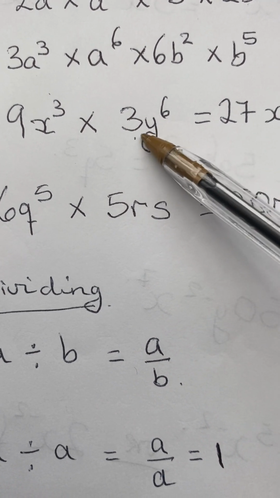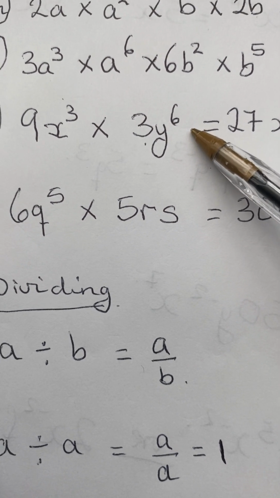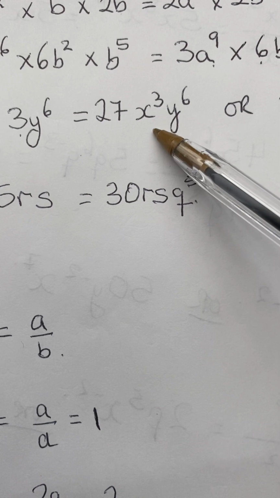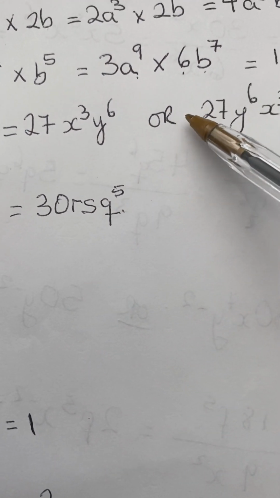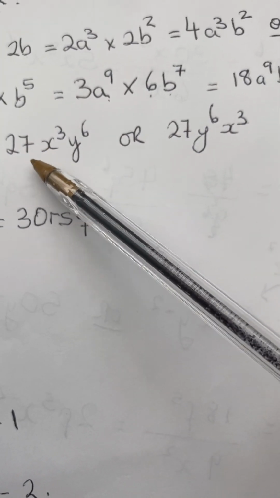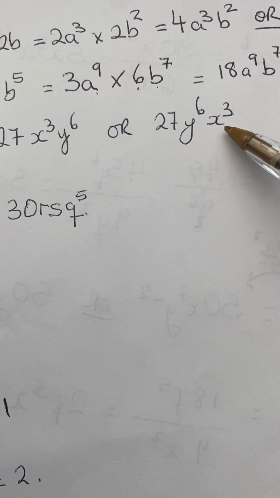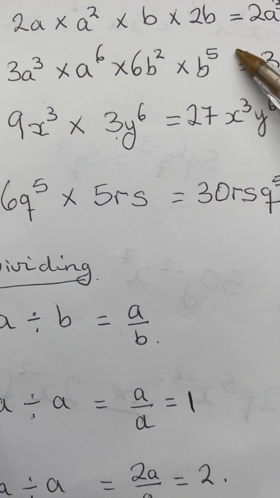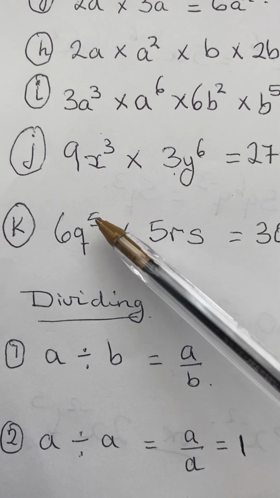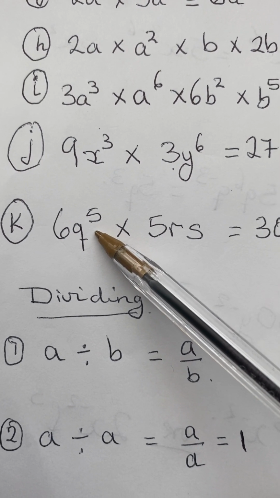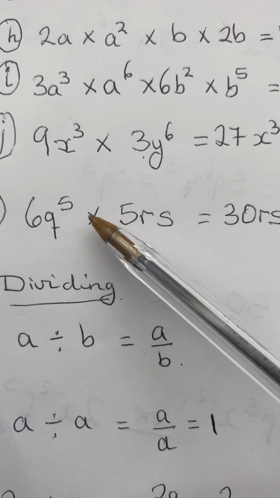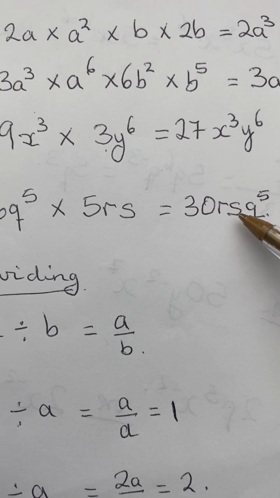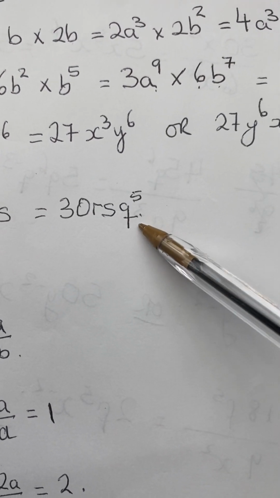Okay, let's look at the next one. 9x3 times 3y to the power 6. So 9 times 3 is 27. We have x3, y6. Or as I said, you can have 27 y6 x3. It's the same thing. Okay, that is if you are multiplying. The last recap question. So 6 times 5 is 30. Then we have rs. So rs q to the power 5.